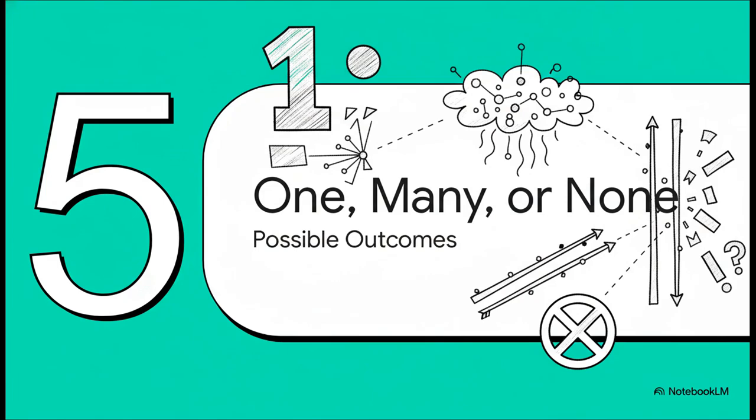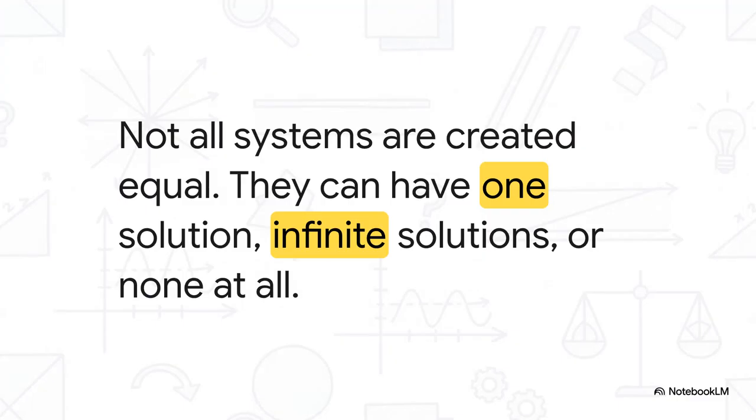Okay, but here's a twist. You might think, all right, every system must have one nice clean answer, right? Well, nope, that's not always how it works. Turns out there are actually 3 totally different ways this can play out. Yeah, not all systems are built the same. Depending on how those equations relate to each other, you might find one perfect solution, or you might find an infinite number of solutions, or you might find no solution at all.